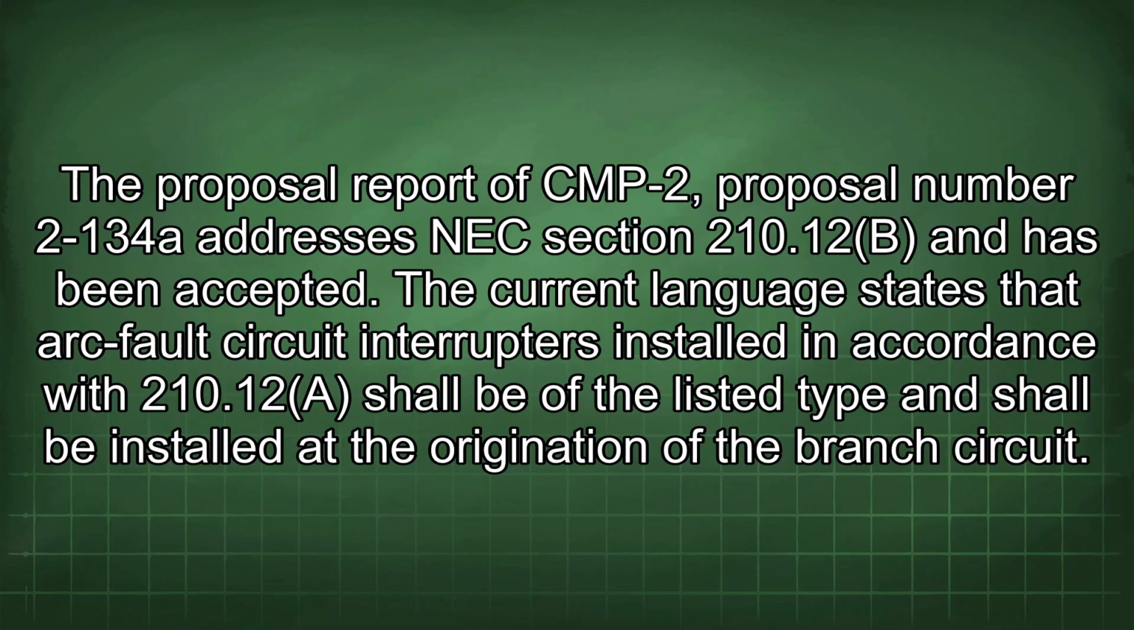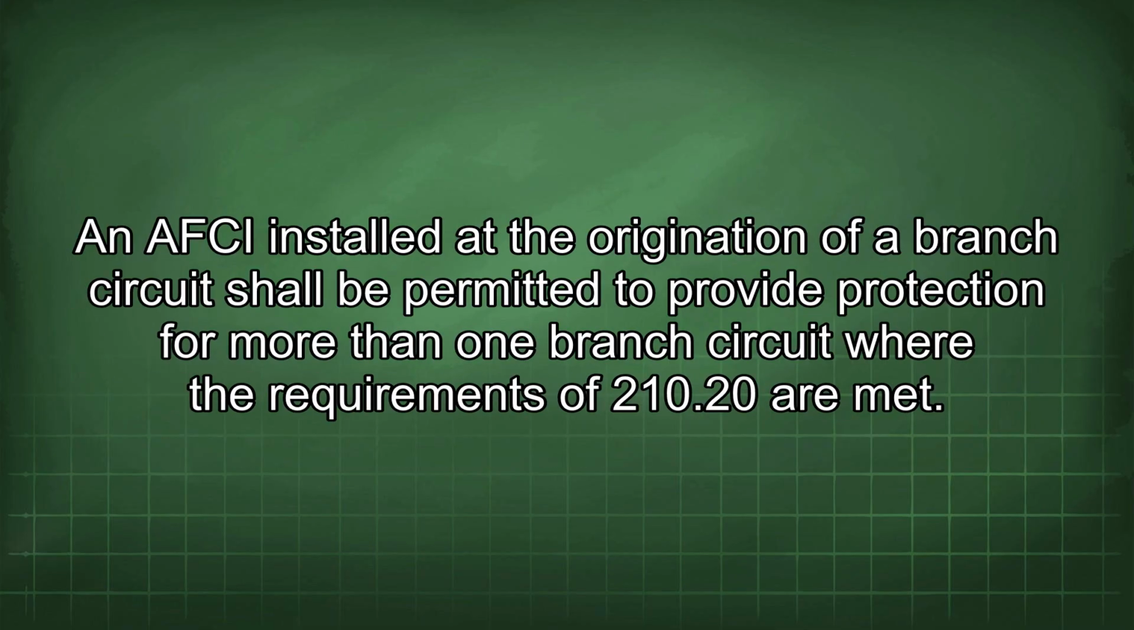Proposal Report of CMP-2, Proposal Number 2-134 addresses NEC Section 210.12(B) and has been accepted. The current language states that arc fault circuit interrupters installed in accordance with 210.12 shall be of the listed type and shall be installed at the origination of the branch circuit. An AFCI installed at the origination of a branch circuit shall be permitted to provide protection for more than one branch circuit where the requirements of 210.20 are met.